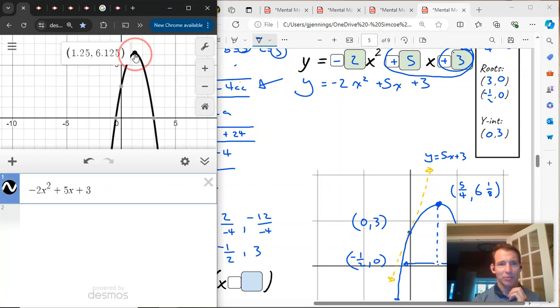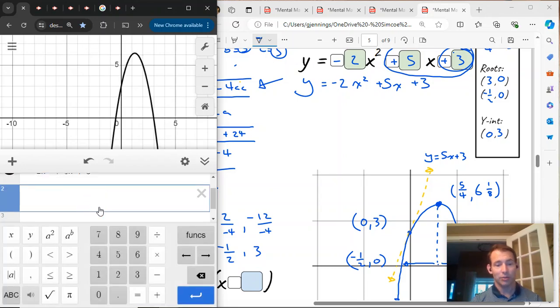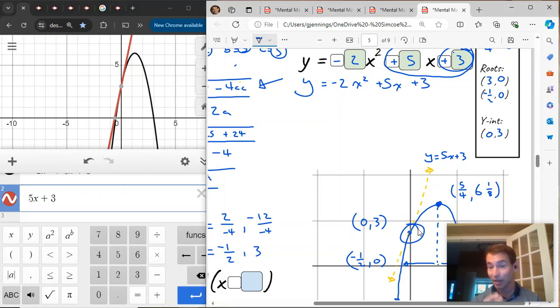If we take a look at this point, 6.125 is exactly 6 1/8. 5/4 is 1 1/4. There's our y-intercept. There's that one. There's that one. That all matches. That's great. And then we can also visualize 5x plus 3, that line, and notice it has this property that we were describing that allows us to visualize the quadratic very quickly and really build our math fluency for working with standard form quadratics.